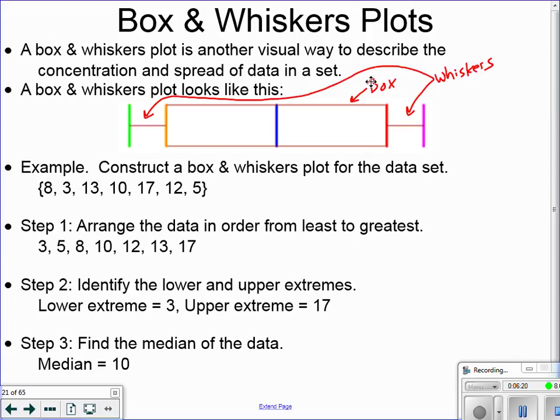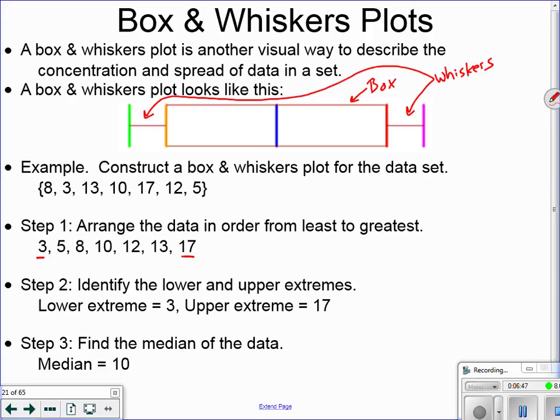All right, so the first thing you need to do here is put the data in order. Okay, so if you see step 1, what they did there was put the data in order. Step 2 is to identify the lower and upper extremes. Your lower extreme is just your lowest number, so in this case it's the 3, and your upper extreme is the highest number, which in this case is 17.